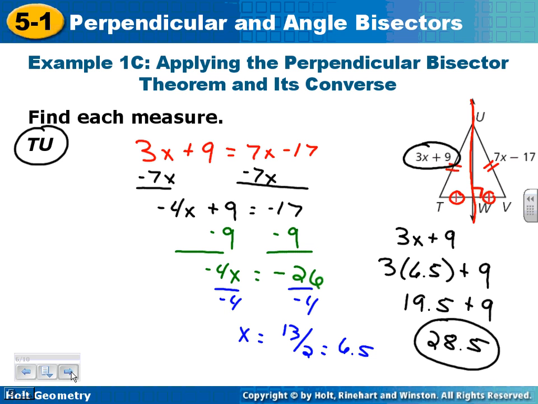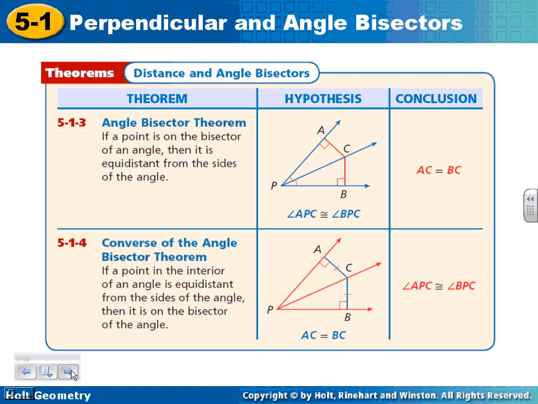Okay, that takes care of perpendicular bisectors. Let's go to the next page and talk now about angle bisectors. So we have two theorems here. Well, really there's one, then there's the converse of it. Let's start with the first one, the angle bisector theorem.